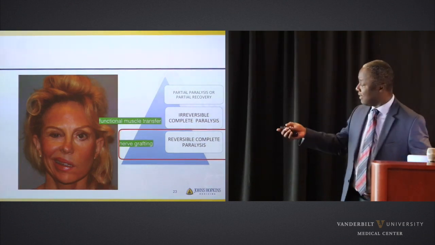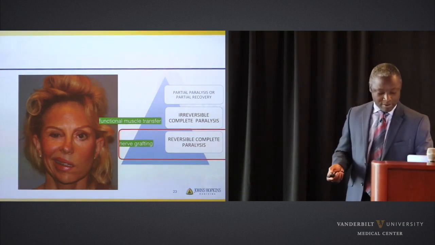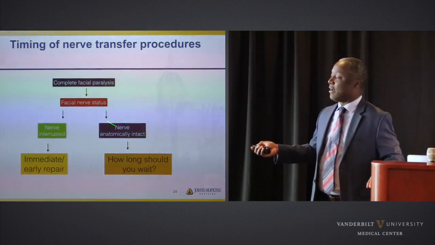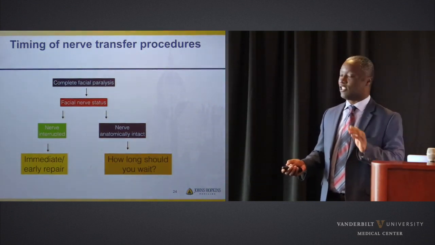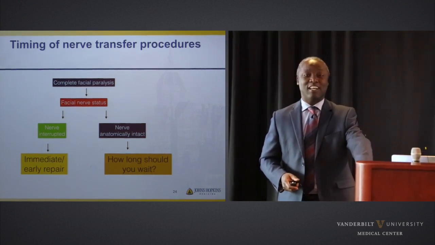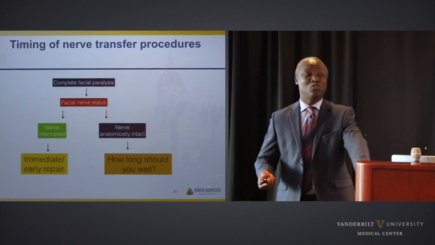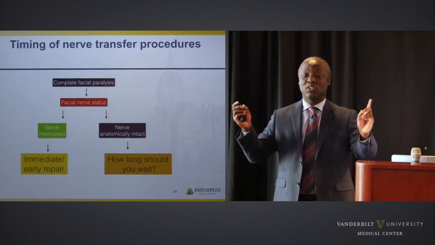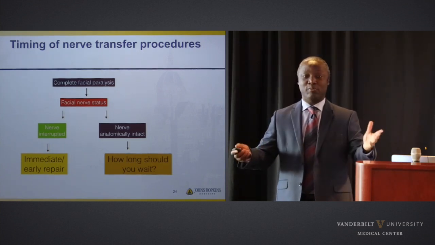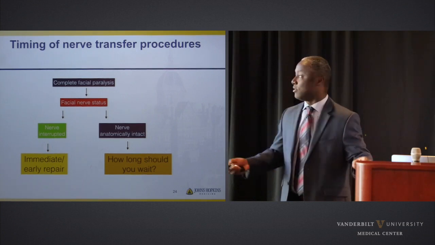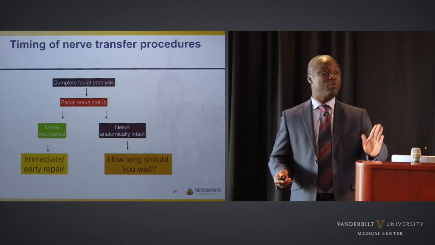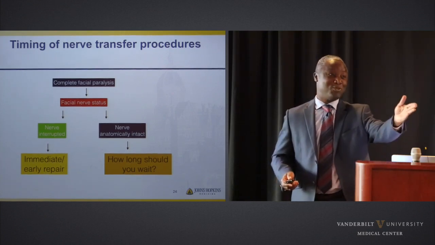So let's look at examples of reversible complete paralysis. The problem with reversible complete paralysis is that sometimes the decision-making is not so straightforward. So I'll give you a clinical scenario. Dr. Rivers does an acoustic neuroma and tells me the tumor was infiltrating the facial nerve, so he cut the facial nerve. The decision for me is straightforward. The nerve is cut, it's not going to grow back, you need to fix it, and you need to fix it as quickly as possible. So nerve is cut, immediate or early repair. Not a problem, it's a straightforward decision. He never cuts the facial nerve, so that situation will never happen, right?